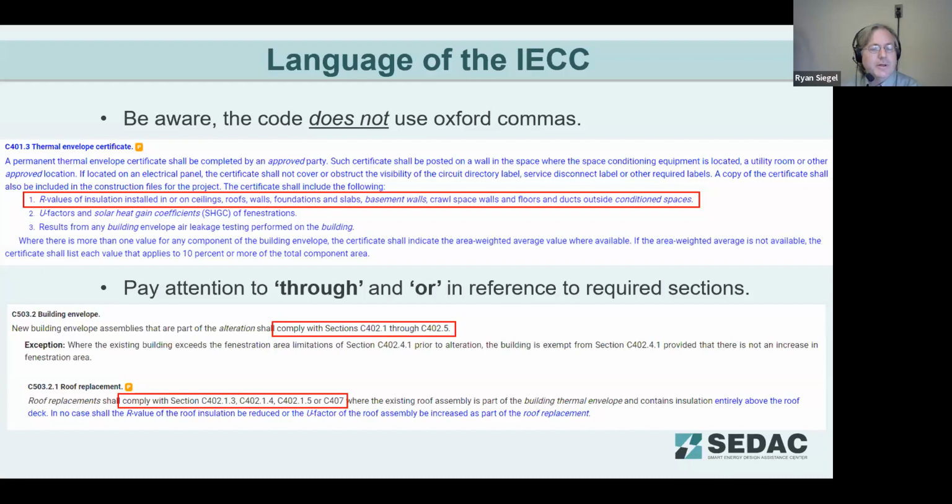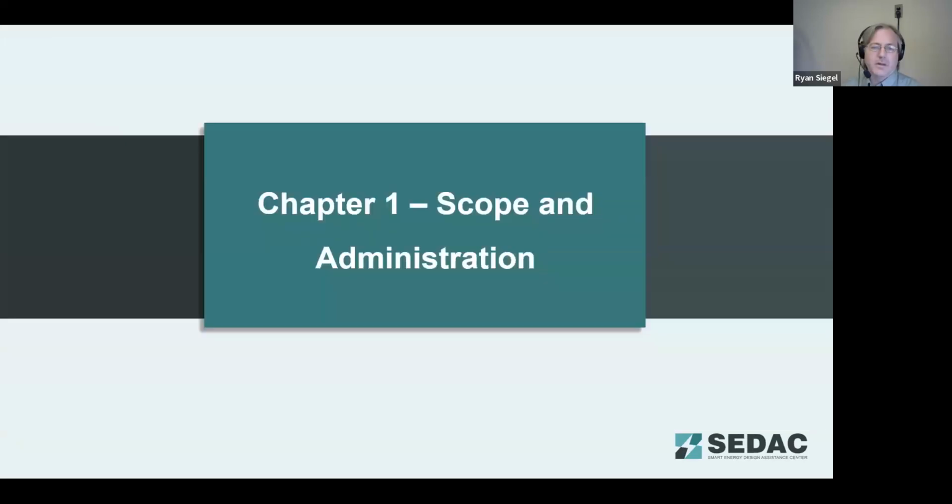Also throughout here, as it's calling out, understand whether we're dealing with through, and, or. The first section, complying with 402.1 through 402.5, obviously that is fully inclusive. But the next one below is complying with sections 402.1.3, 402.1.4, 402.1.5, or C407. As we noted earlier, because they don't use the Oxford comma, these are four separate things. So it's either 402.1.3 or 402.1.4 or 402.1.5 or C407. So be aware as you're reading through this of some of these ors versus throughs. That's just setting you up for how to actually read the physical language of the code.